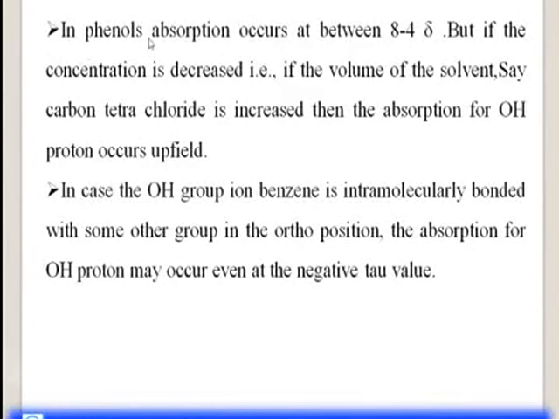In phenols, absorption occurs between 8 to 4 delta, but if the concentration is decreased, that is, if the volume of the solvent, say carbon tetrachloride, is increased, then the absorption for these phenolic protons occurs upfield. In case the hydroxyl group in benzene is intramolecularly bonded with some other group in the ortho position, the absorption for the hydroxy proton may even occur at negative tau values.